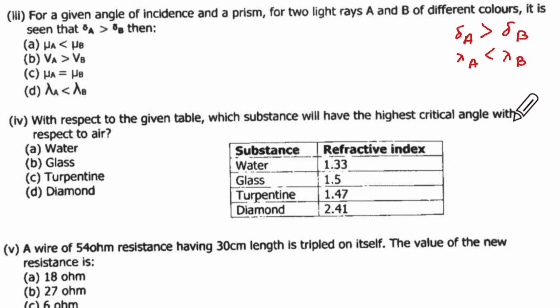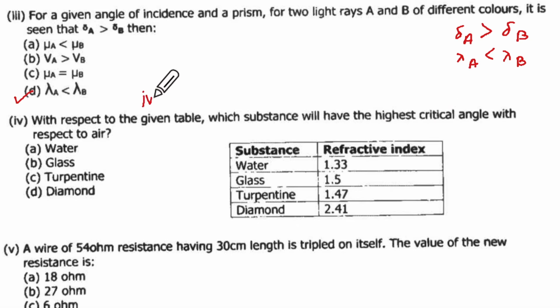Now for the given angle of incidence, different colors, it is seen that delta A is greater than delta B, so delta and mu, they are directly proportional, correct? Okay, so you understood this is the correct option.